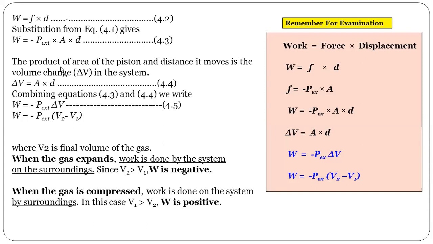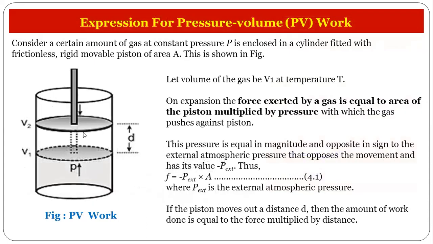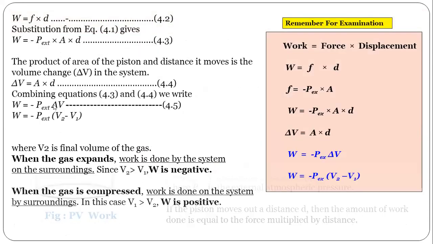But the product of A into d, this area into distance, the product of area into distance is volume. That is the change in volume, that is V1 to V2. So directly we can write this A into d, it will be delta V. Delta V is a change in volume. Change in volume is denoted with delta V. So again, we are going to put the value of delta V in this equation. So this equation 4.3 will be minus P external into delta V here.